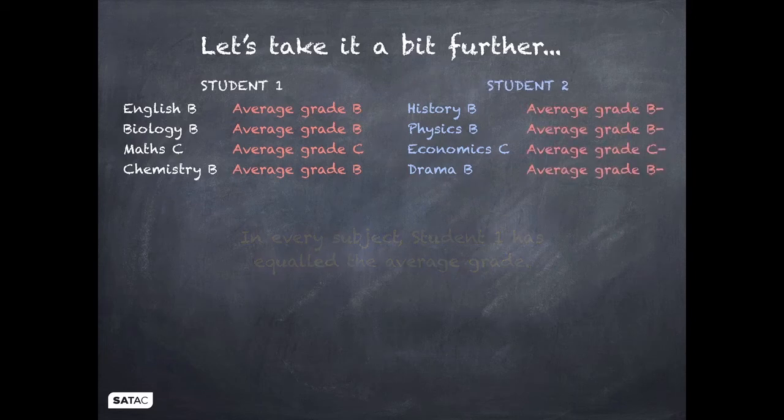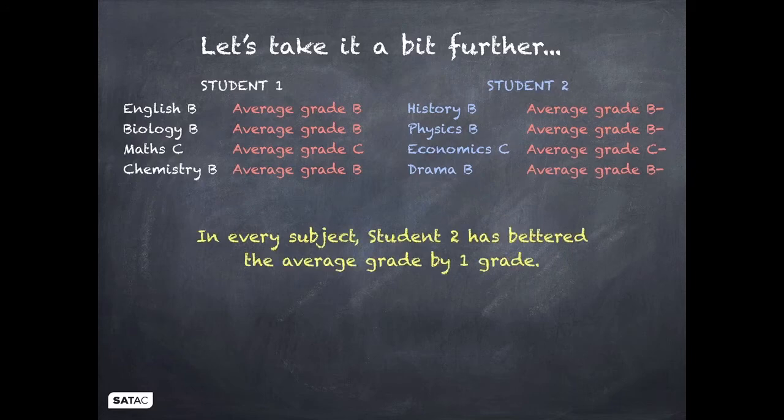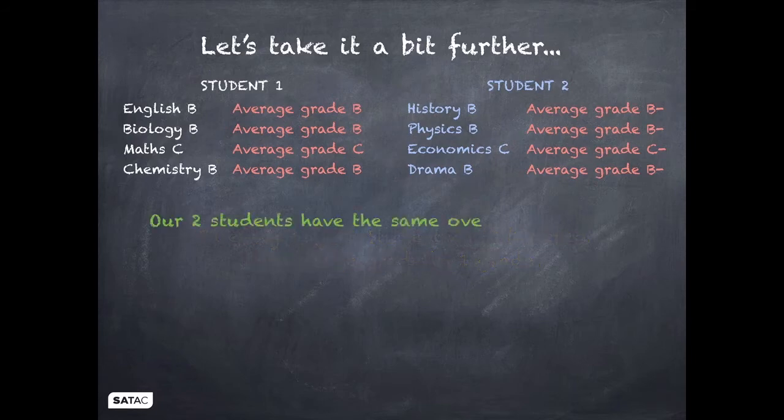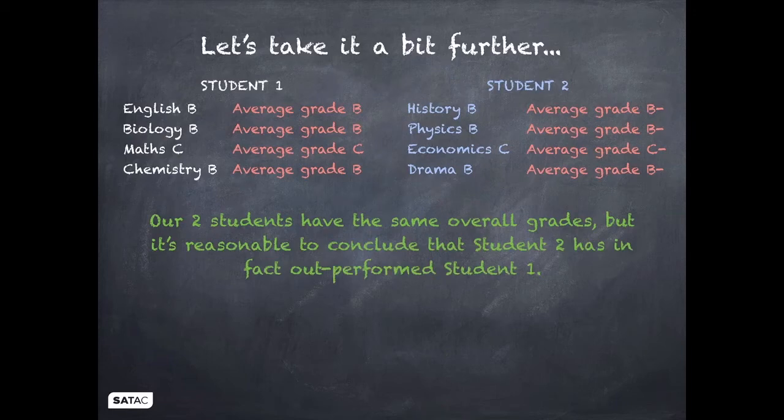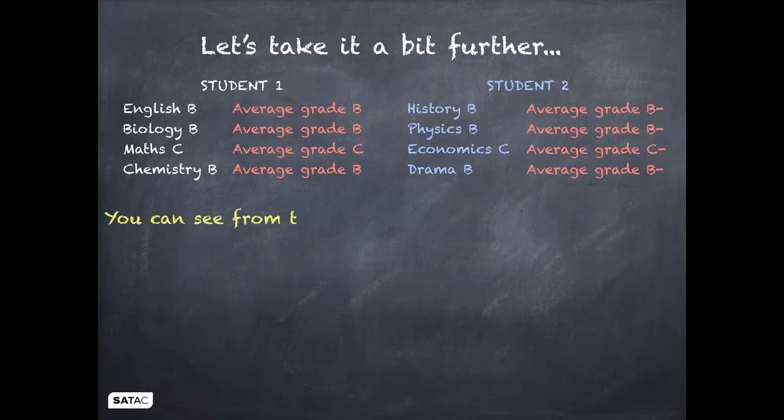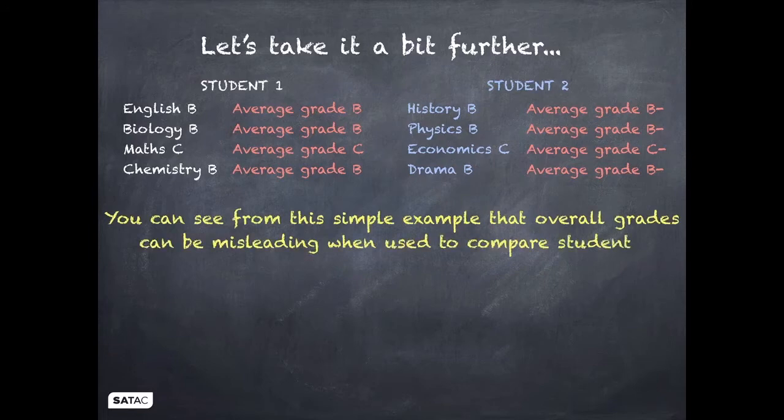Our second student, however, has in every subject bettered the average grade by 1 grade. Even though the students have the same overall grades, it's reasonable to conclude that student 2 has in fact outperformed student 1. You can see from this simple example that overall grades can be misleading when used to compare students' performance in the SACE.